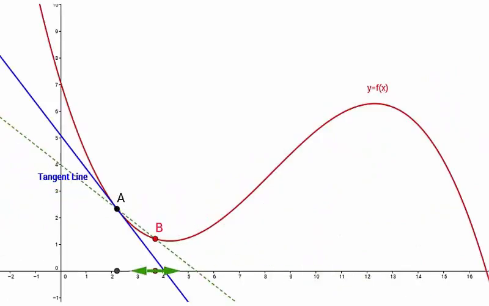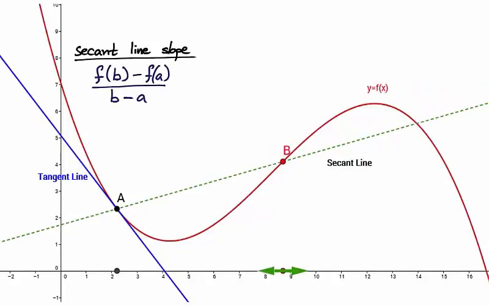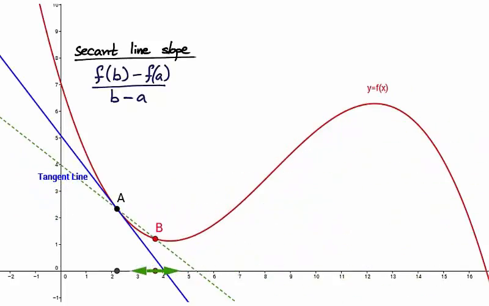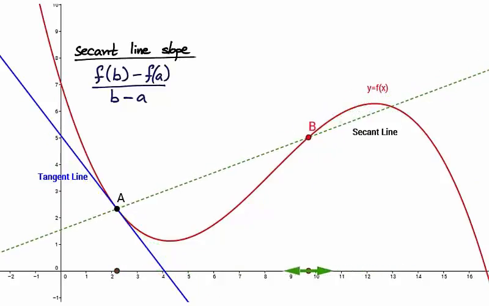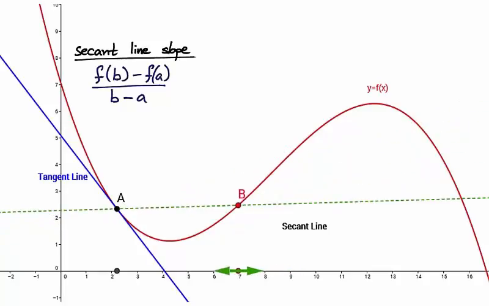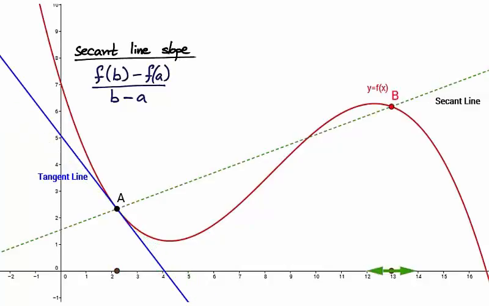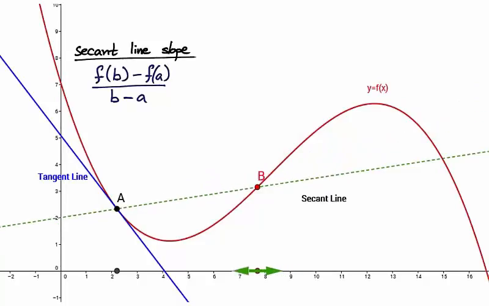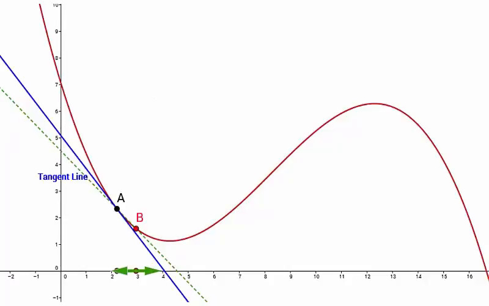Recall in Section 2.1 that a secant line of a curve f is a line that crosses the curve at 2 points. The slope of a secant line is given by the formula f(b) minus f(a), the rise, over b minus a, the run. In Section 2.1, we defined the tangent line to a curve f as the secant line of 2 points separated by an infinitesimally small distance. Now that we understand limits, we can describe the tangent line at the point P as the limit of secant lines through P and a point Q on the curve where Q approaches P.